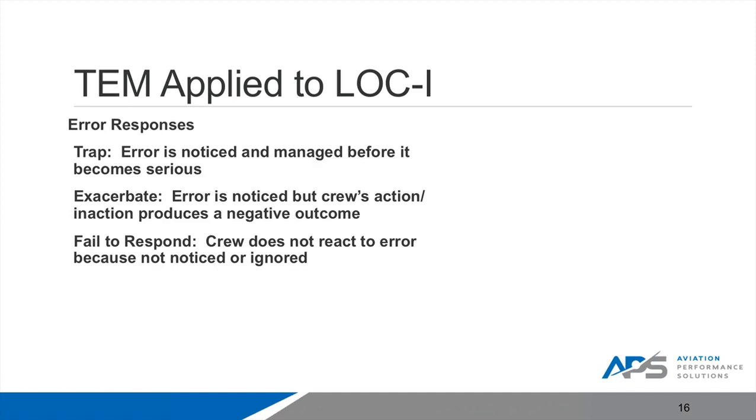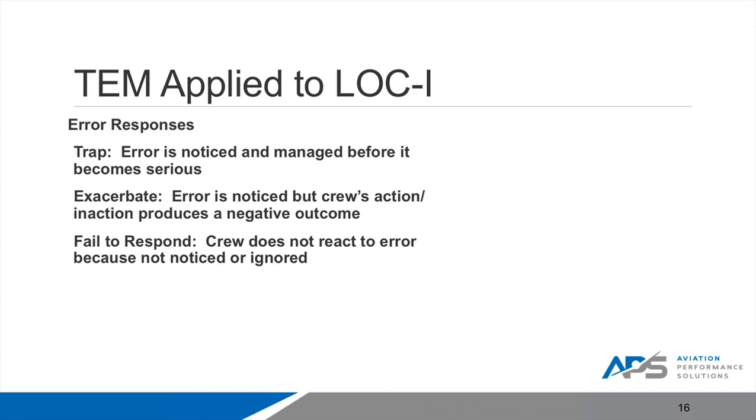First, the error must be detected, as an error that is not detected cannot be managed. If the error is detected and dealt with properly, it should result in what is known as a trap. The situation does not become serious. If the aircrew's action or inaction after noticing an error makes the situation worse or produces a negative outcome, that's considered an exacerbate. And a fail to respond is when the crew does not react because the error either is not noticed or is ignored.